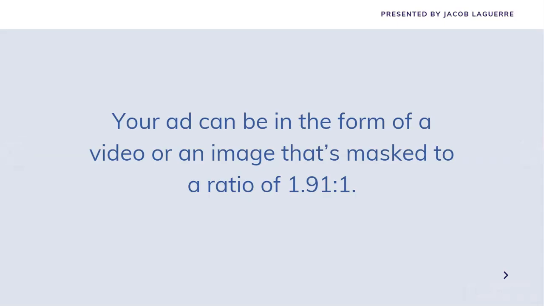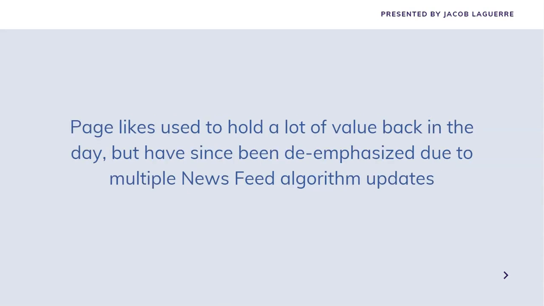Your ad could be in the form of a video, or it could be an image that's a master ratio of 1.91 to 1. Now, if you don't understand what that means, we're going to talk about all the different image sizes in a future post. And also page likes.